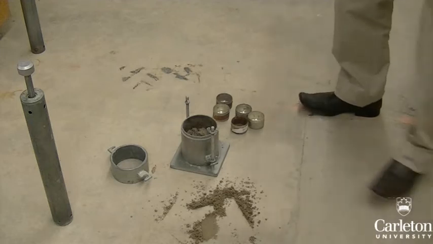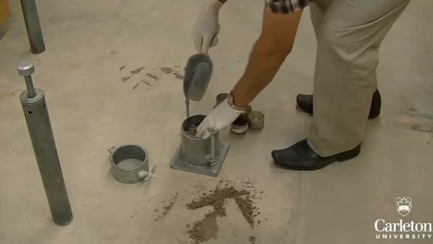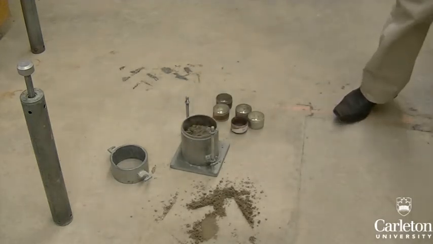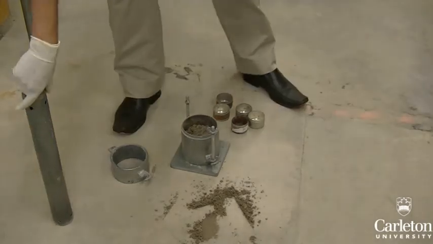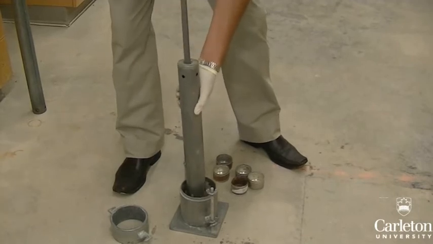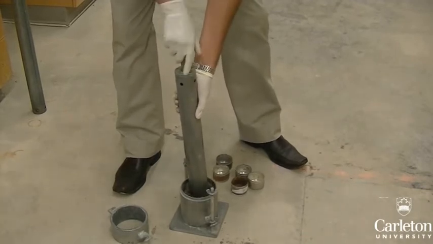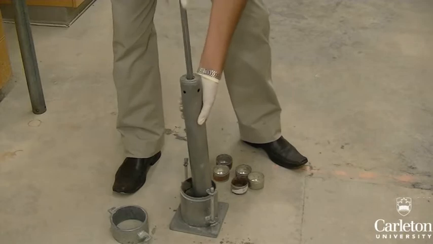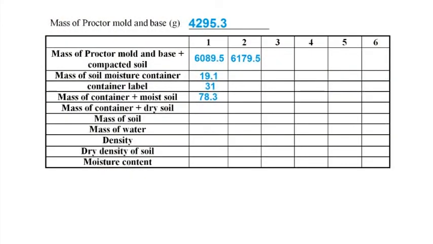As before, fill the mold in 3 layers and compact each layer with 25 drops or blows from the 5.5 pound standard Proctor hammer dropped from a height of 12 inches. Measure the mass of the mold and compacted soil and record it in the table. Notice that since we've added water, the grains are more consolidated and therefore the mass of the mold and sample is higher than before. You will need to repeat the test until you find the maximum density, each time increasing the moisture content by 2 to 3%.